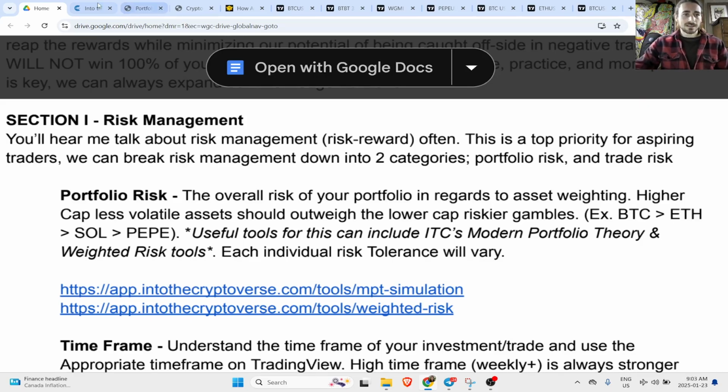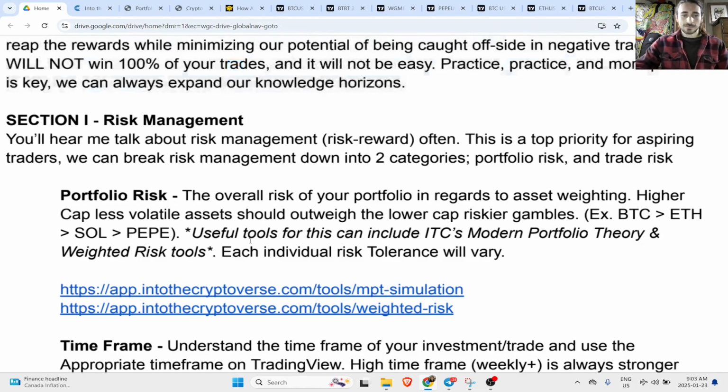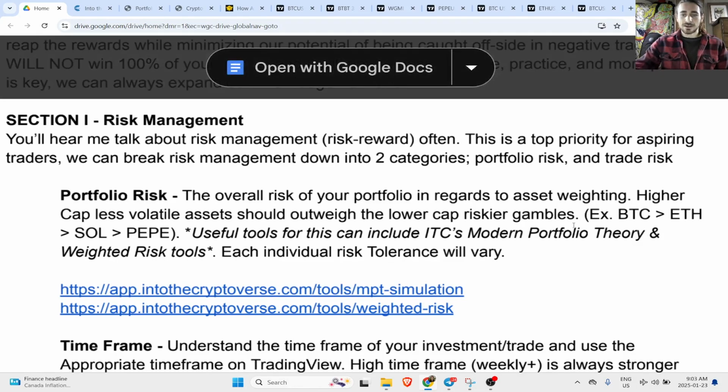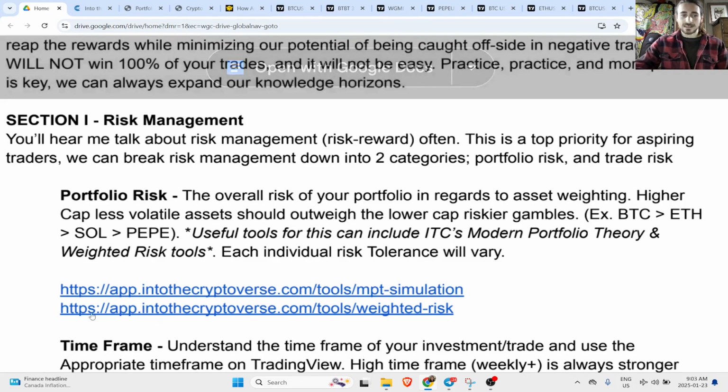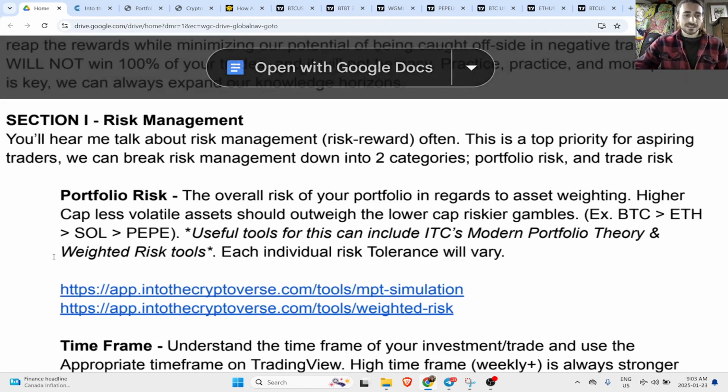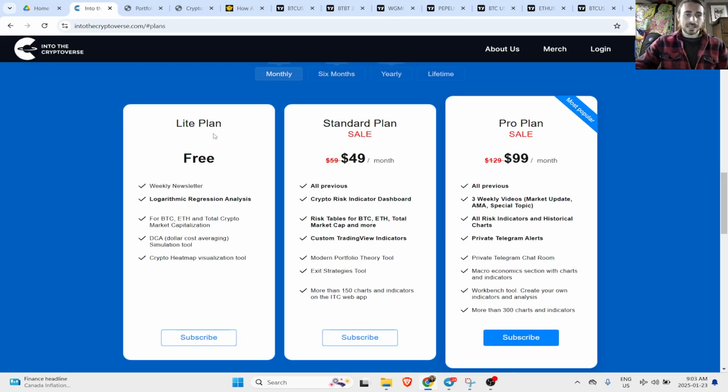I'm just going to touch into this here quickly, but there are some tools into the Cryptoverse. They have their modern portfolio theory and their weighted risk tools. These are paid indicators, or paid tools here, but there are a couple. So you can get a free plan here with ITC, and then they have the dollar cost average simulation tool.